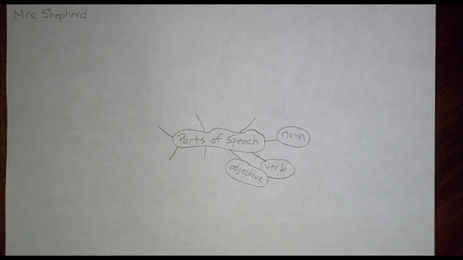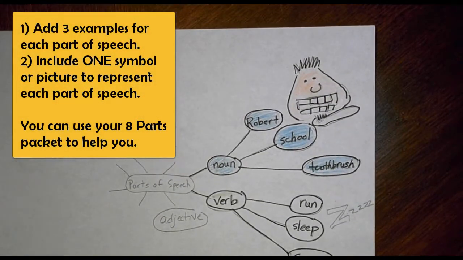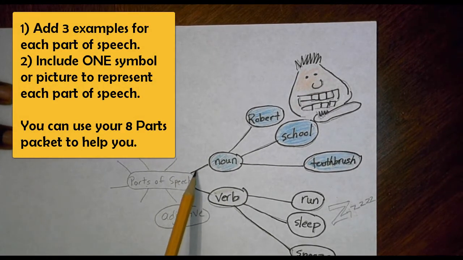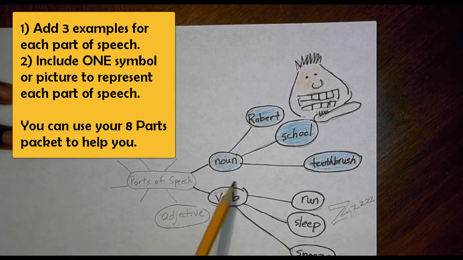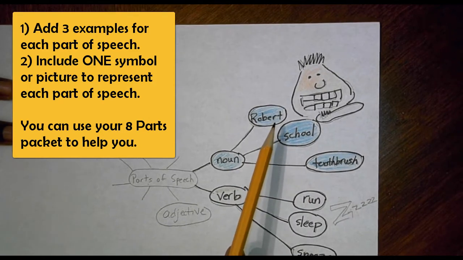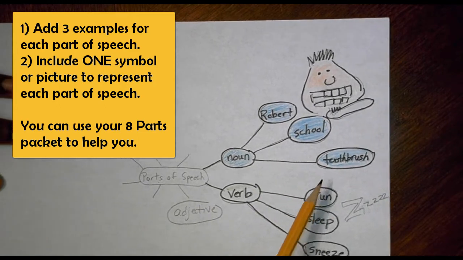Now I actually already started another parts of speech mind map, and I'm going to show you what I did with that. So this one has been started. Still have parts of speech, but you can tell how I went ahead and outlined everything here in thin black marker. And if you'll notice here, I added 3 examples of each part of speech that I managed to get on the paper so far.